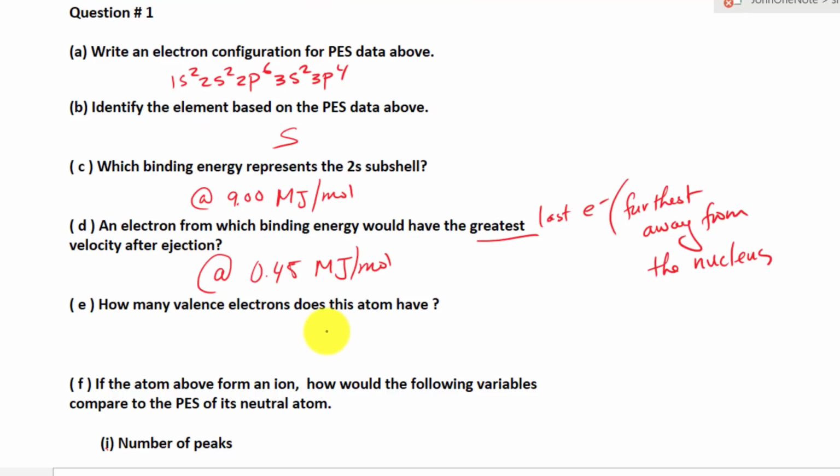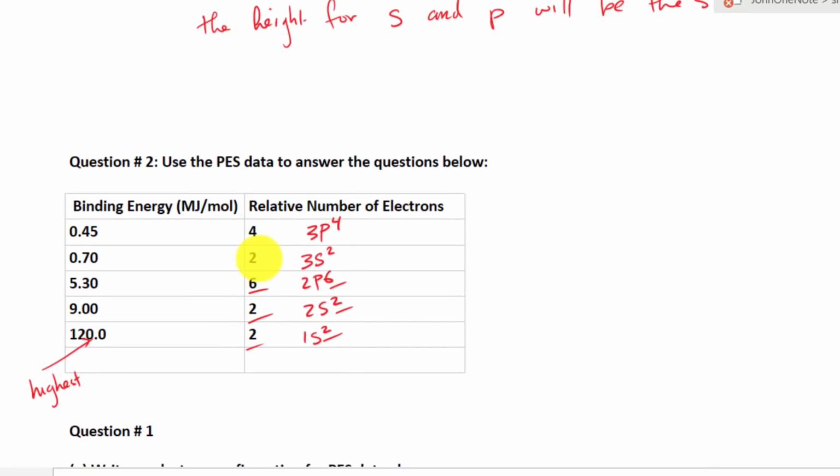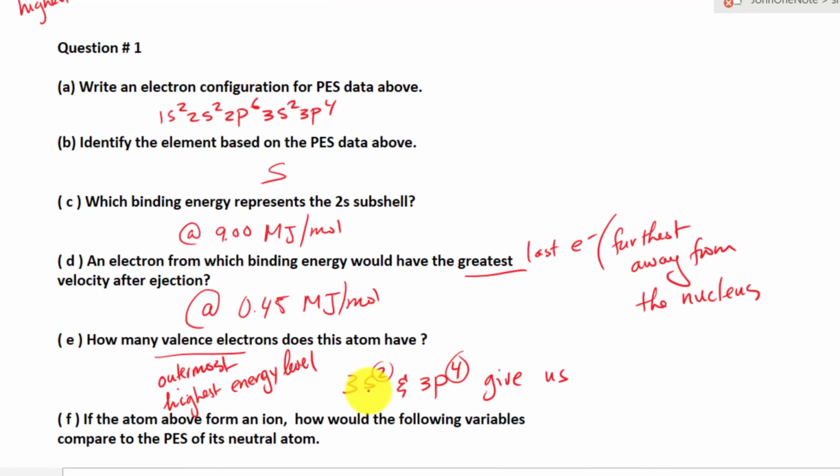And how many valence electrons does this atom have? Again, the valence electrons are the outermost electrons with the highest energy level. So in this case, we have 3s2 and 3p4, which gives us a total of 2 plus 4, or 6 valence electrons.